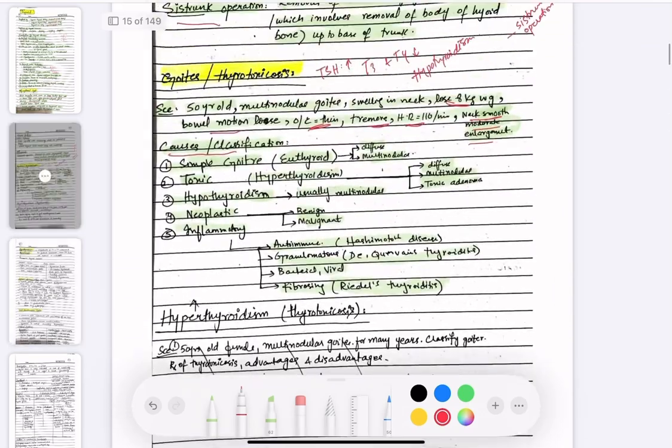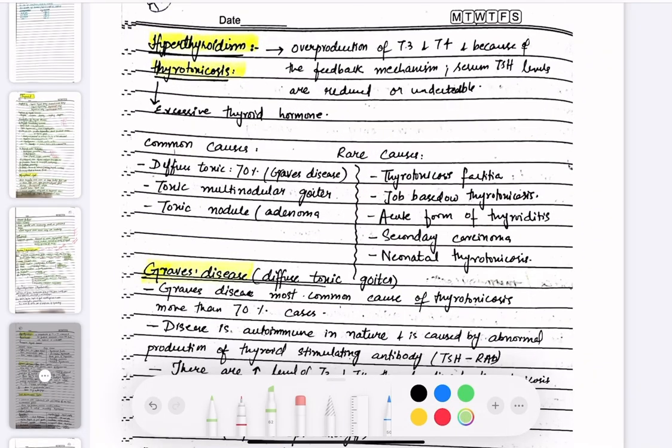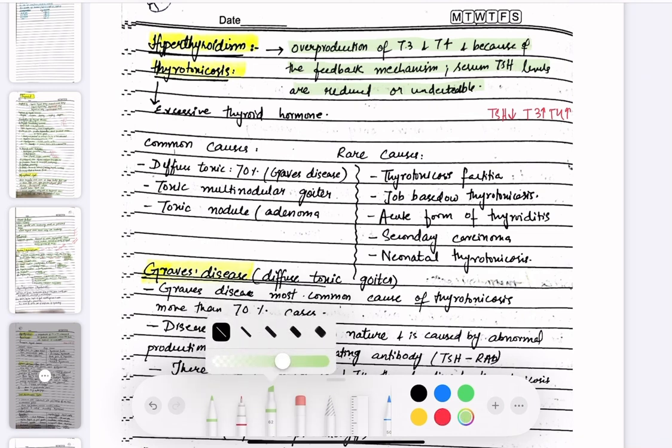Now the next topic is hyperthyroidism or thyrotoxicosis. Hyperthyroidism is the overproduction of T3 and T4, and because of the feedback mechanism, serum TSH levels are reduced. The pattern will be TSH decreased, T3 increased, and T4 increased. As a result of decreased TSH, which is thyroid stimulating hormone, there will be excessive thyroid hormones.